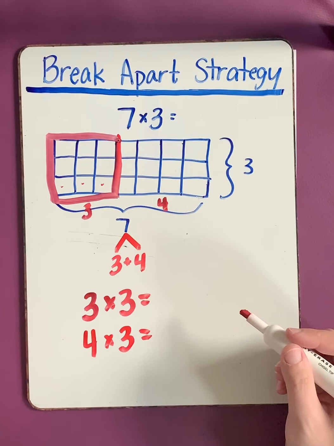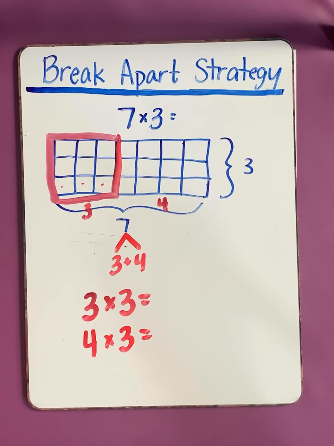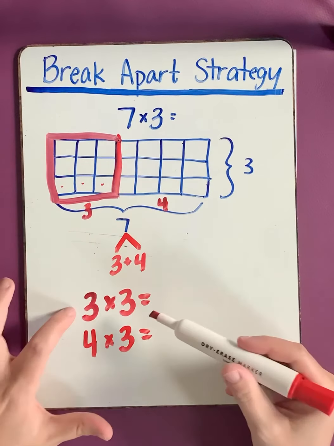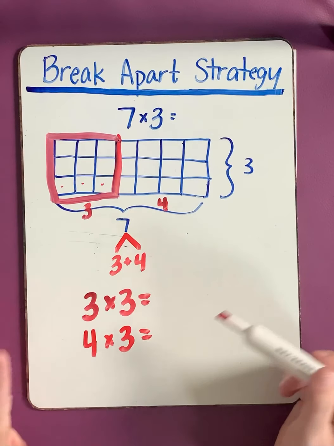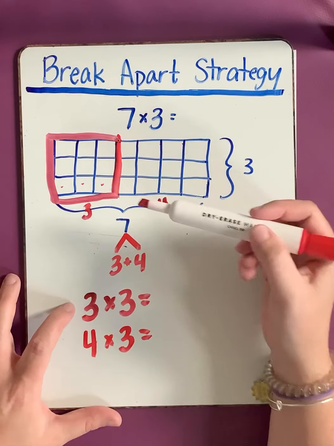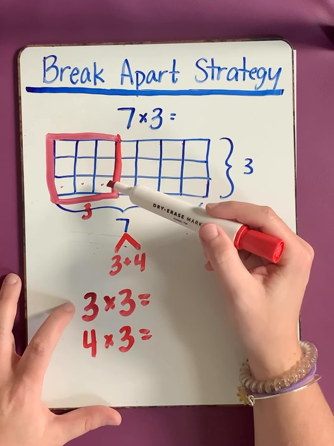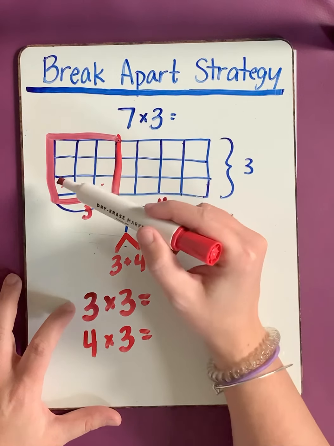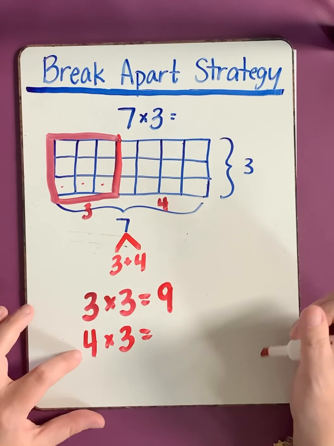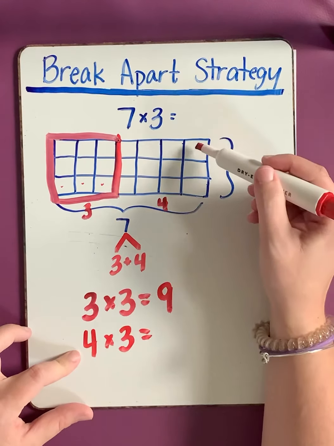This kind of just makes it into two easier problems for you to solve. 7 times 3, some of you might know right off the top of your head, but some of you might want to break it apart, make two easier problems. 3 times 3 and 4 times 3 are kind of easier ones to solve. So 3 times 3, if you're not 100% sure, skip count: 3, 6, 9. And then 4 times 3: 3, 6, 9, 12.